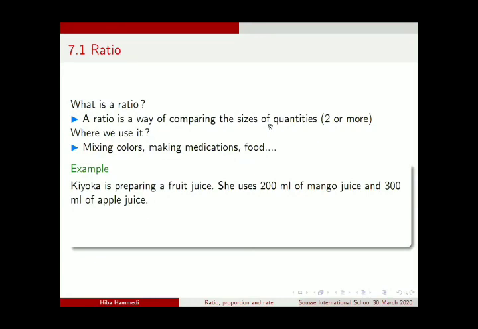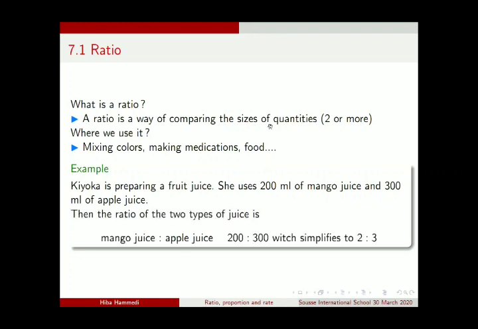Kyoka is preparing fruit juice. She's used 200 milliliters of mango juice and 300 milliliters of apple juice. So if I would like to write the ratio of the two types of juice, it will be mango juice to apple juice, 200 to 300. Here, be careful that I'm separating the two quantities by 2 dots, and I'm doing the same thing between the numbers. So this is the correct way of writing a ratio.